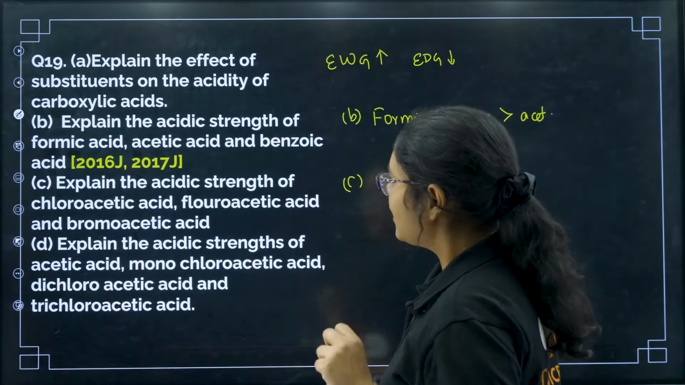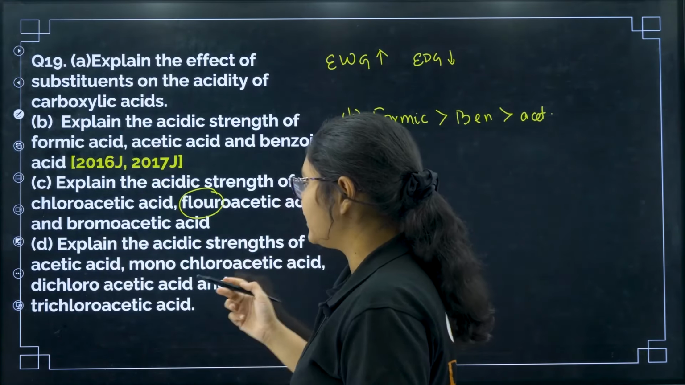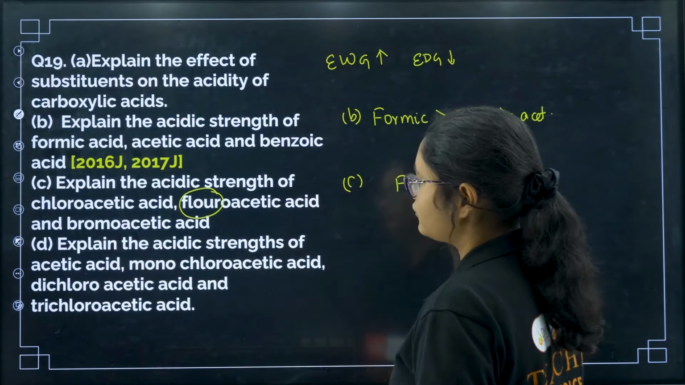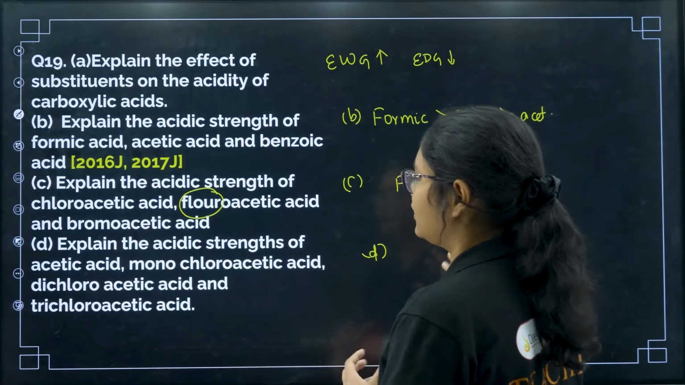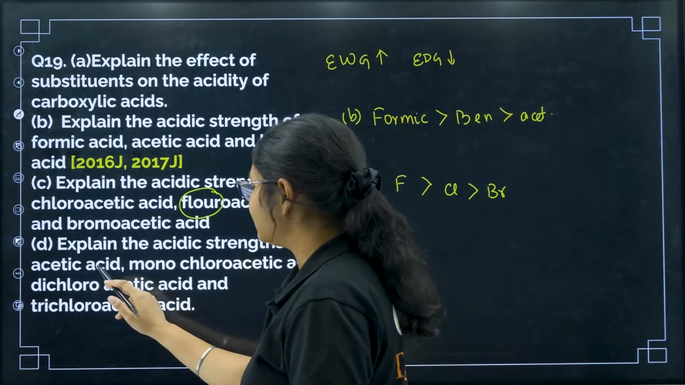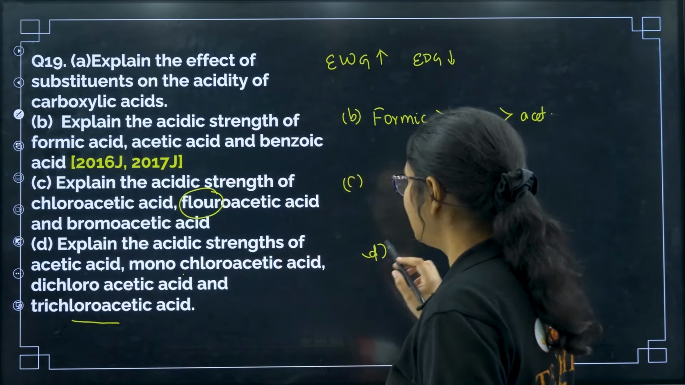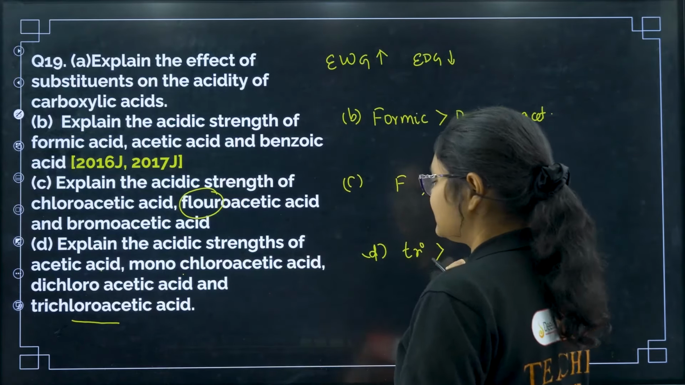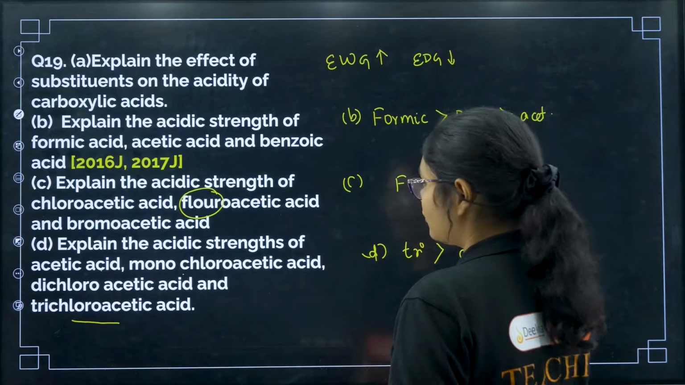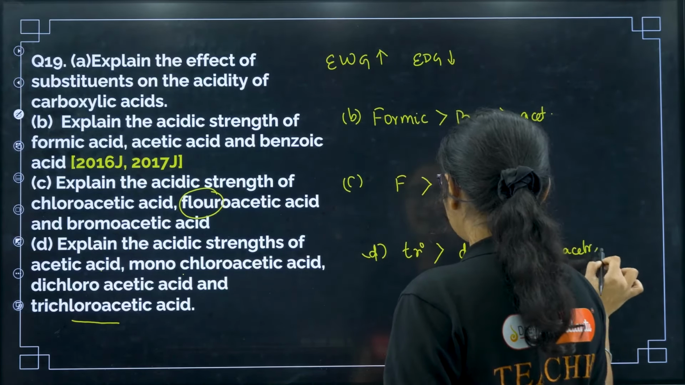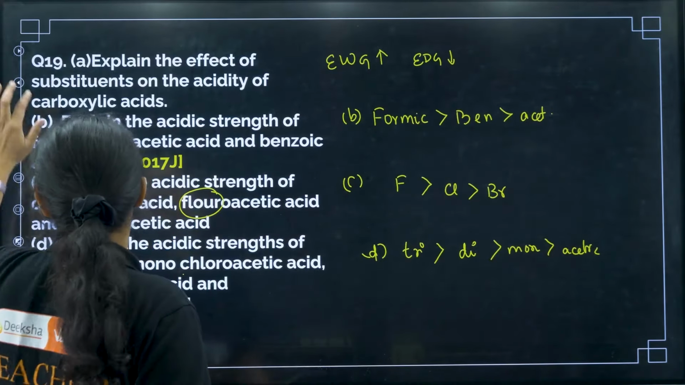Okay. Next, chloroacetic acid, fluoroacetic acid and bromoacetic acid. Fluorine is the more electron withdrawing group, so first will be fluoro, then chloro, and then bromo. Please, I am just explaining, you can write down the full answer. Explain the acidic strength of acetic acid, monochloroacetic acid, dichloro and trichloro. Trichloro will be the most acidic because more electron withdrawing groups are there. Then dichloro, then monochloro, and then plain acetic acid. Clear? Very simple: more electron withdrawing groups, more acidity.